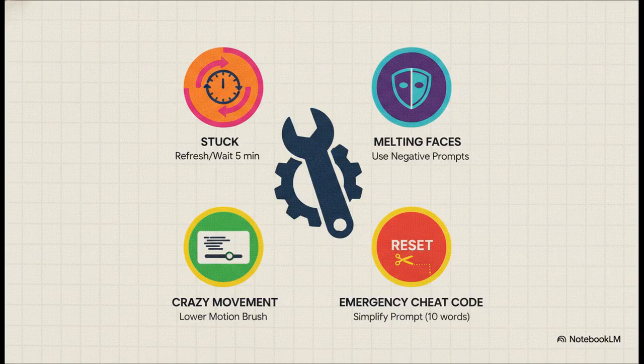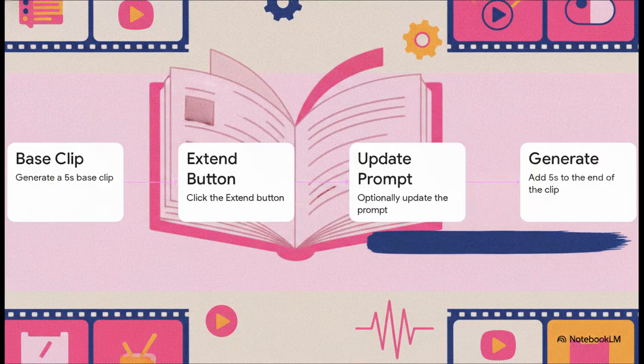Well, the manual lays out some golden rules for quick fixes. Generation stuck? Just refresh the page or step away for 5 minutes. Getting those melting faces? You need to lean way harder on those negative prompts we talked about. Is the movement too chaotic? Just lower your motion brush speed. And if literally everything else fails, you hit the emergency cheat code. Completely delete your complex prompt, start completely fresh with just 10 simple words, find what actually works, and slowly add the complexity back in.